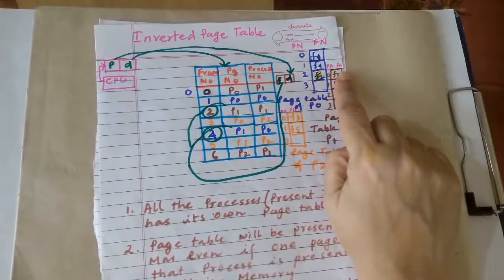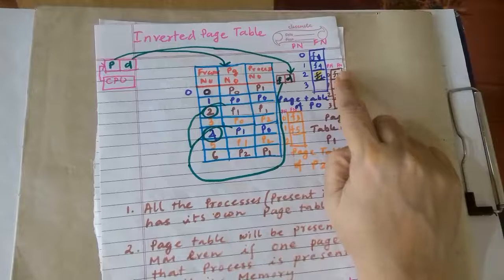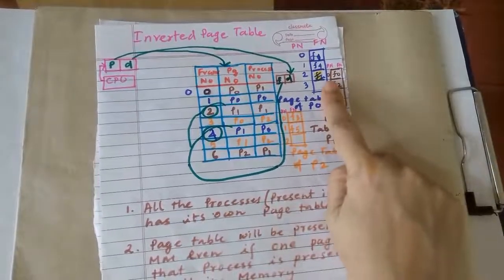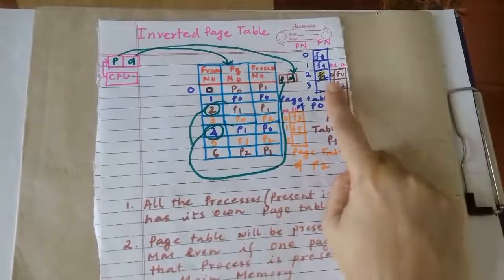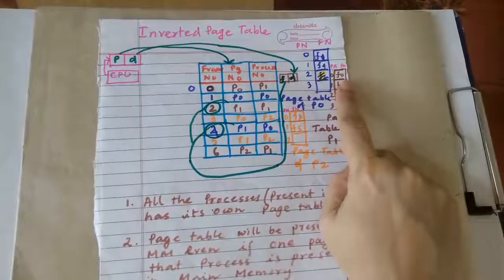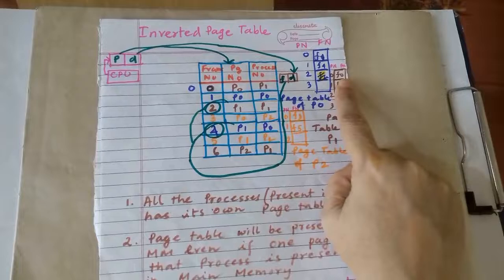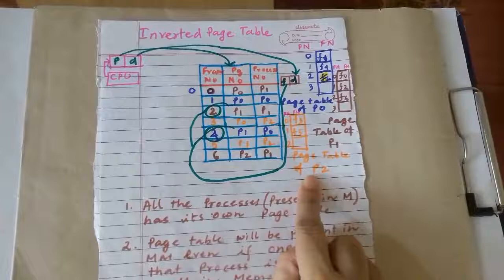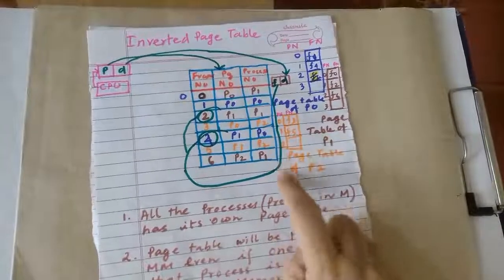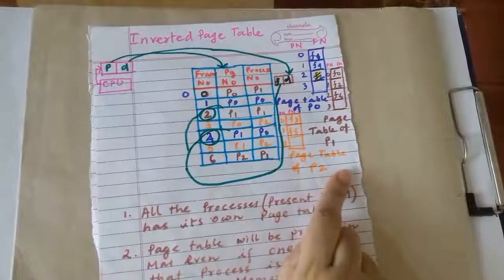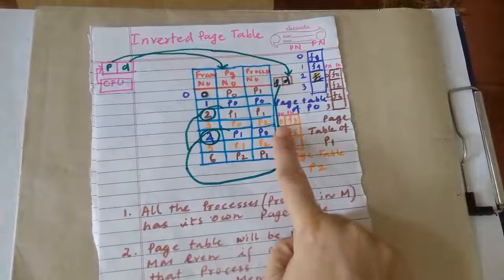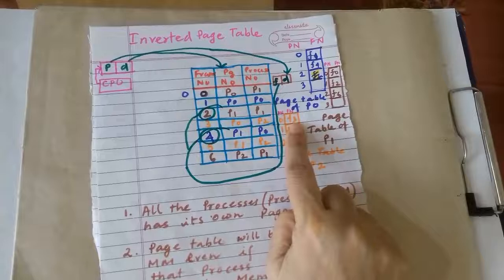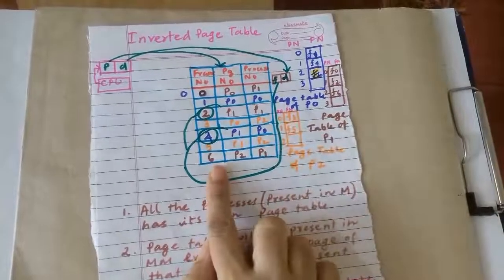The first entry will be the page number, the second entry will be the frame number. So this is 0 F0, which means for process P1, page number 0 is present in frame number F0. Similarly, if we take one more example, the page table of P2, we can see page number 0 of P2 is present in frame number F3. Now we will see what an inverted page table is.